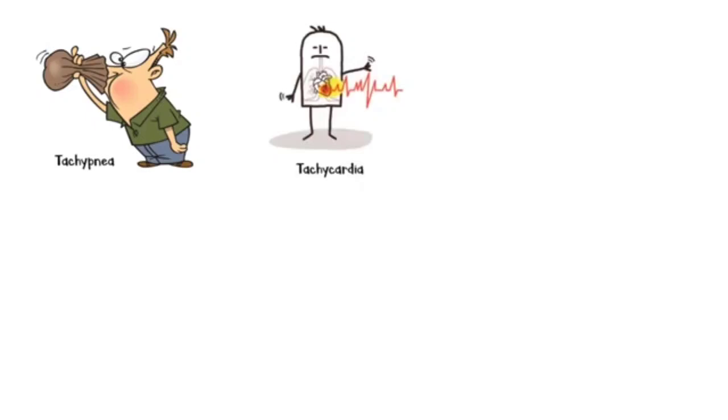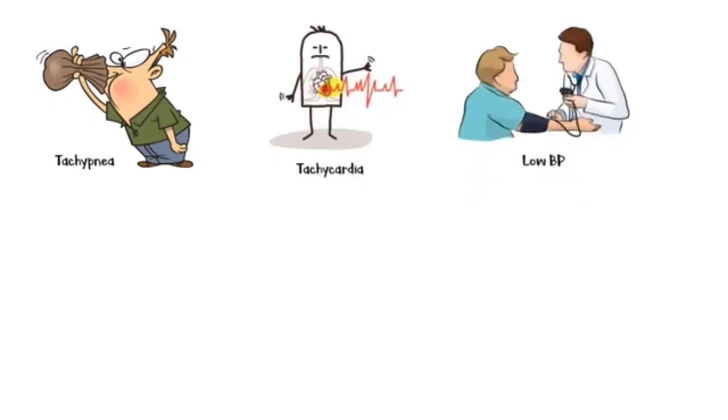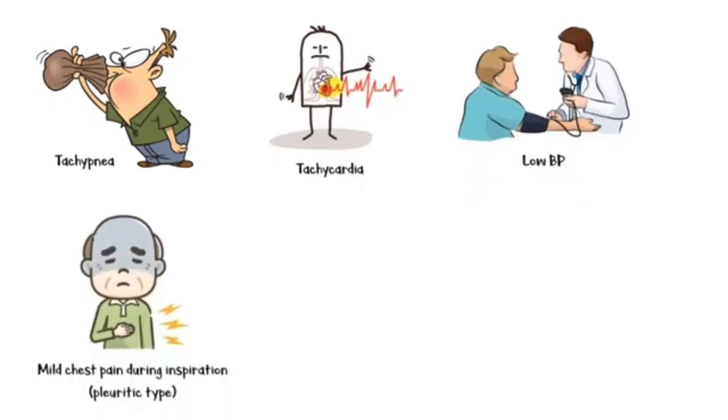Increased respiratory rate, also called tachypnea. Increased heart rate or tachycardia. Low blood pressure. Mild chest pain during inspiration, this is known as pleuritic type chest pain.